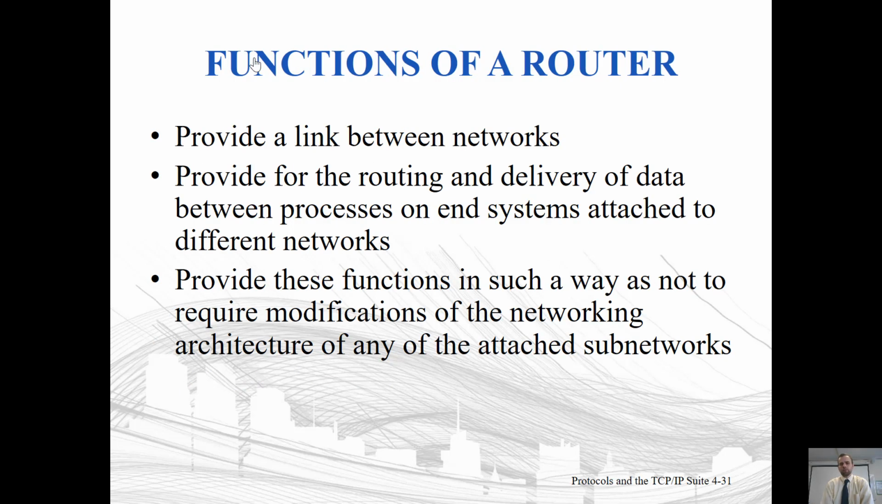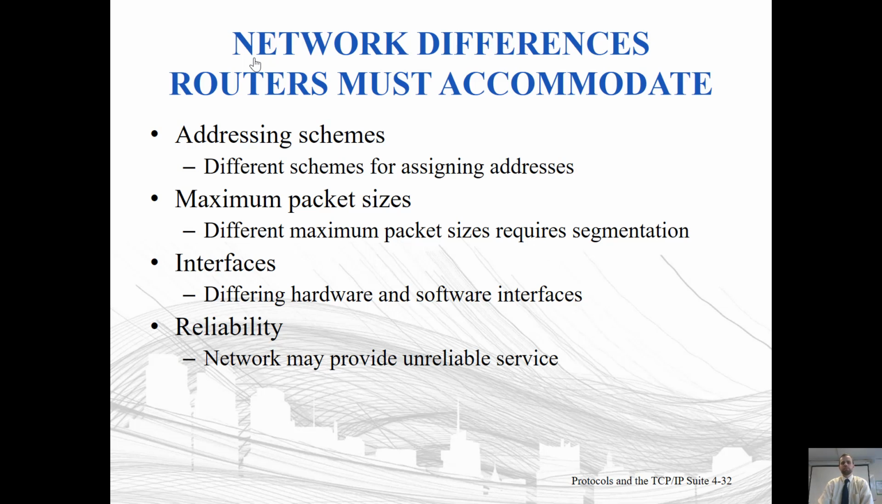Functions of a router, we alluded to this earlier: it provides a link between networks. It provides for the routing and delivery of data between processes on end systems attached to different networks, and it provides these functions in such a way as to not require modifications to the networking architecture of any of the attached subnetworks. There are many network differences that routers must accommodate, including addressing schemes, because there are different schemes for assigning addresses between different networks. Also maximum packet sizes, so different maximum packet sizes require segmentation. Different interfaces, there are going to be different hardware and software interfaces associated with different networks, and also reliability. The networks may provide unreliable service in certain cases.